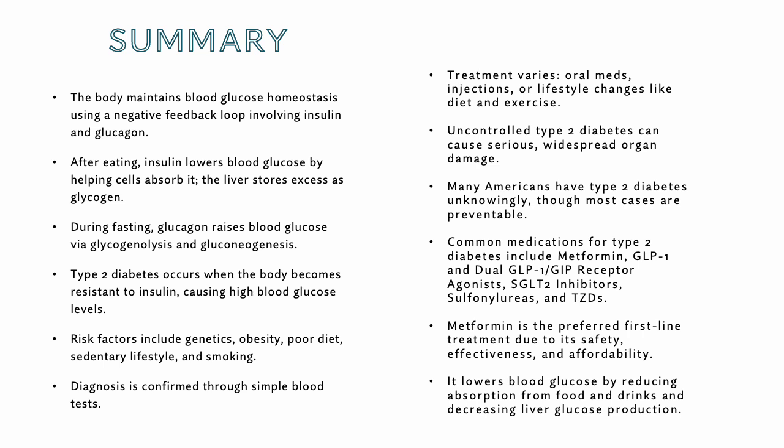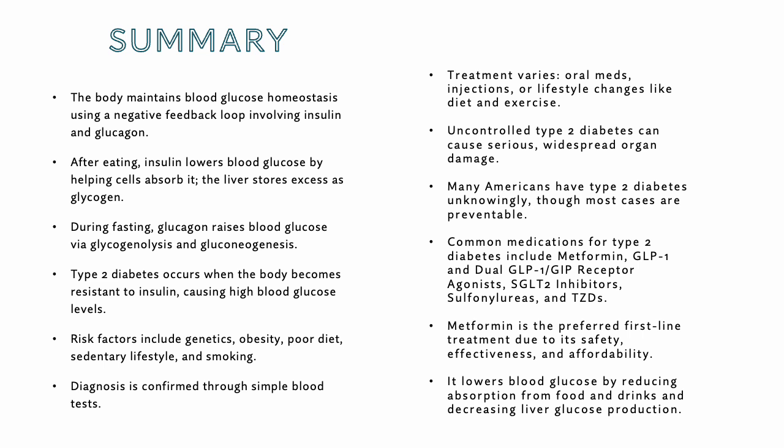Type 2 diabetes develops when the body becomes resistant to insulin, leading to high blood sugar. Key risk factors include genetics, obesity, poor diet, inactivity, and smoking. Diagnosis is straightforward with a simple blood test. Managing type 2 diabetes involves various approaches, such as oral medications, injections, and crucial lifestyle changes like diet and exercise. Untreated, it can cause serious damage throughout the body. Importantly, many people who have type 2 diabetes have it without knowing, but it's often preventable.